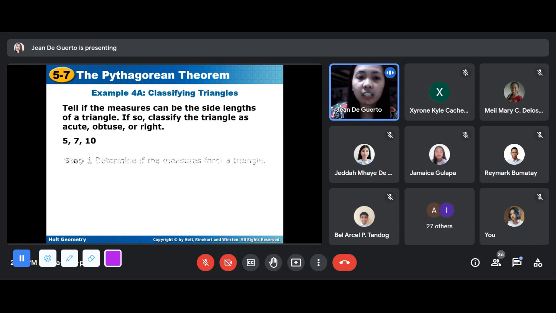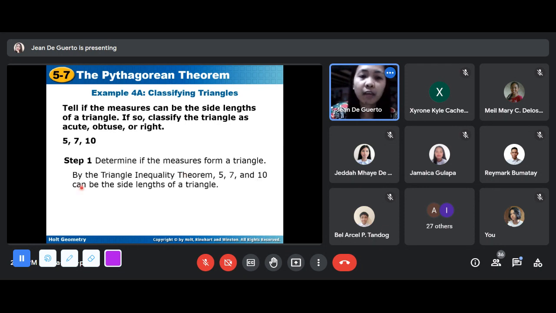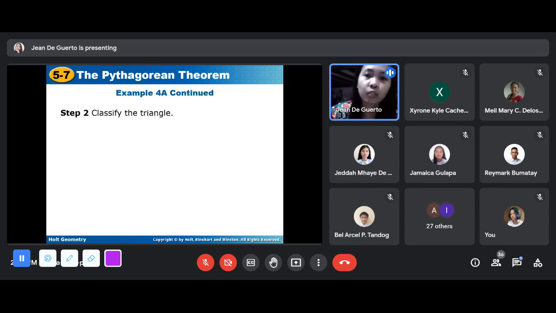So this is actually the step 1, the first step. Determine if the measures form a triangle. So by the triangle inequality theorem, 5, 7, and 10 can be the side lengths of a triangle. Why? Because 5 plus 7, 12, is greater than 10. So if they are possible sides of a triangle, pwede na tayong mag-proceed, pwede na nating i-classify kung acute, obtuse, or right ba yung triangle. Pwede na nating mag-proceed sa step 2, that is to classify the triangle. So, i-compare natin yung C square sa sum ng A square plus B square by applying the Pythagorean theorem or the converse of the Pythagorean theorem.